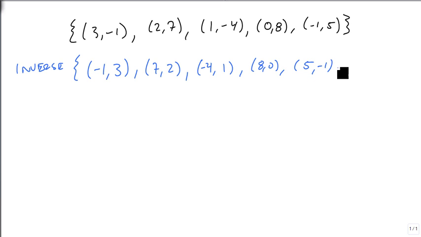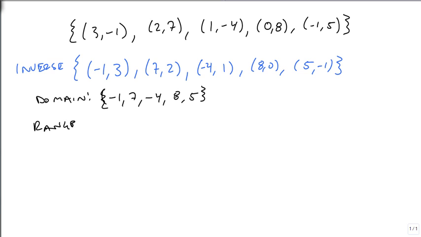And notice as well that since all of our inputs became outputs and all of our outputs became inputs, the domain of our inverse becomes -1, -7, -4, -8, 5. That's a set. And our range becomes 3, 2, 1, 0, -1, which is the exact opposite here.